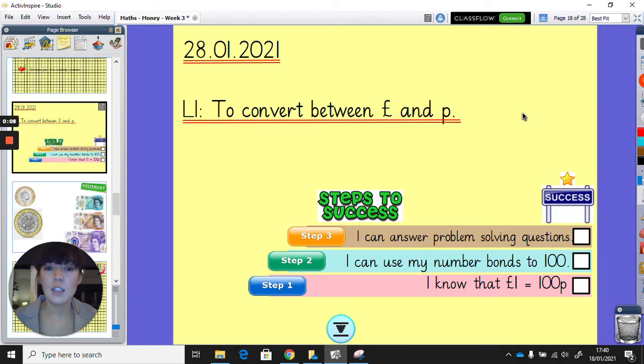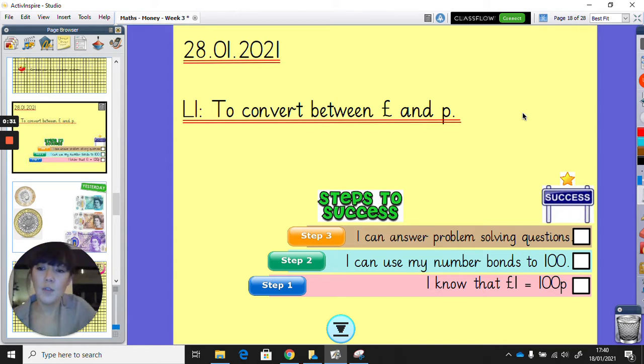Our LI today is to convert between pounds and pence, okay? So convert means to change. We've been talking about pounds and we've been talking about pence, and yesterday we talked about pounds and pence. But today we're converting between the two. We're changing things that are in pounds to pence and things that are in pence to pounds.